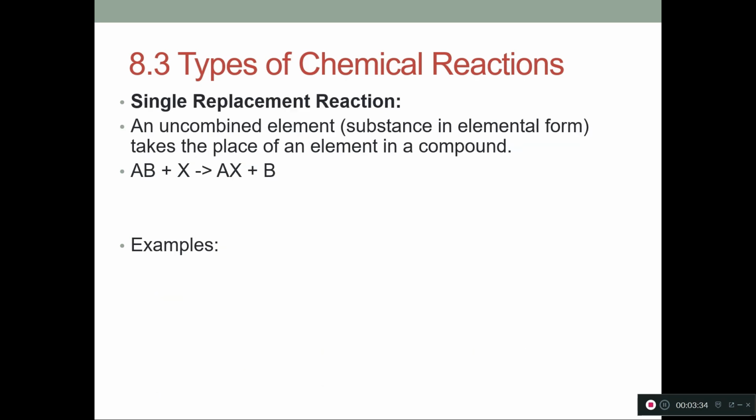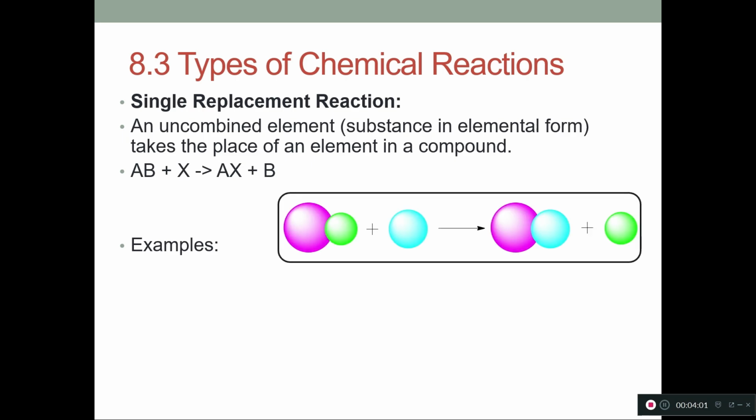The next one is single replacement. Uncombined element, a substance in its elemental form, takes the place of an element in a compound. The general scheme is we have some compound AB, and then we bring in some element X, and then X will take the place of B in this case. It could also take the place of A in some cases, but as long as it's taking the place of one of the things in the compound.